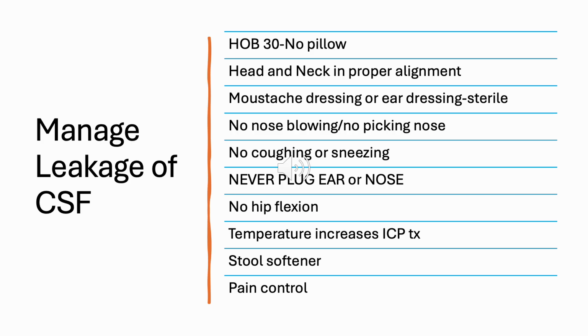No hip flexion. If they have a fever, you need to be very diligent in treating it, because temperature increases intracranial pressure. So you have to treat that quickly. Everybody that is at risk for increased intracranial pressure needs a stool softener so they don't strain when having a bowel movement. And they need pain control, because that may increase intracranial pressure as well.